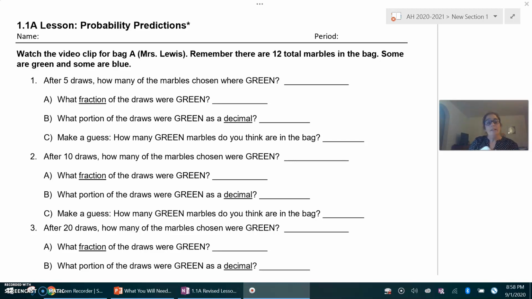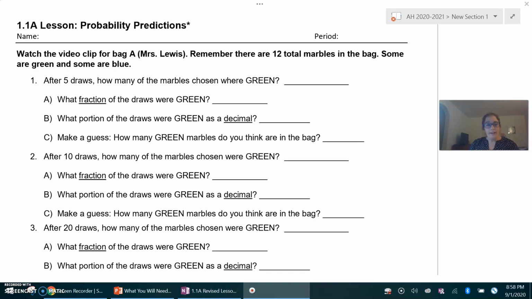Hello everyone. Today we're going to be starting the 1.1a lesson. Now, we're not going to be using the one that's in your module. We needed to make it a little more digital friendly. So you're going to be using the 1.1a lesson that you can find in Google Classroom.